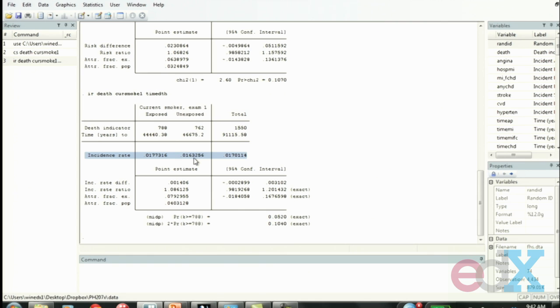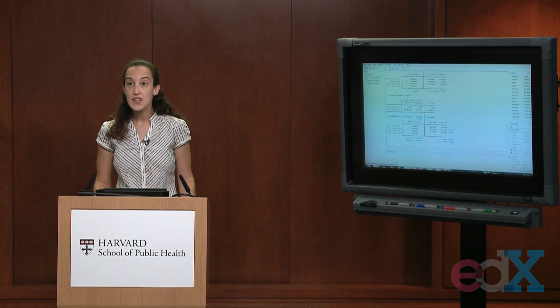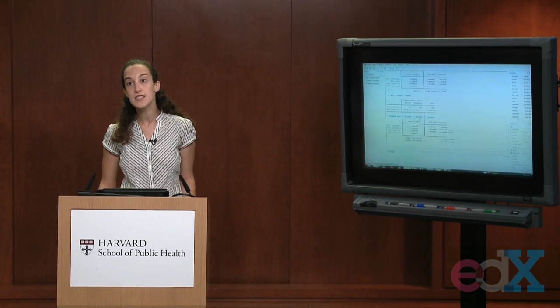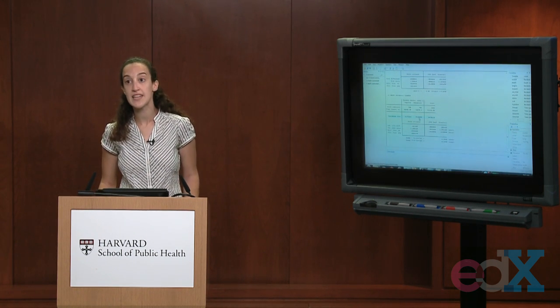If we go over to the non-smokers, we can see that the incidence rate of death was 0.0163. Again, we can multiply this by 1,000 and see that the incidence rate of death was 16.3 deaths per 1,000 person years. So that's basically an overview of how you would calculate the cumulative incidence of death and the incidence rate of death.